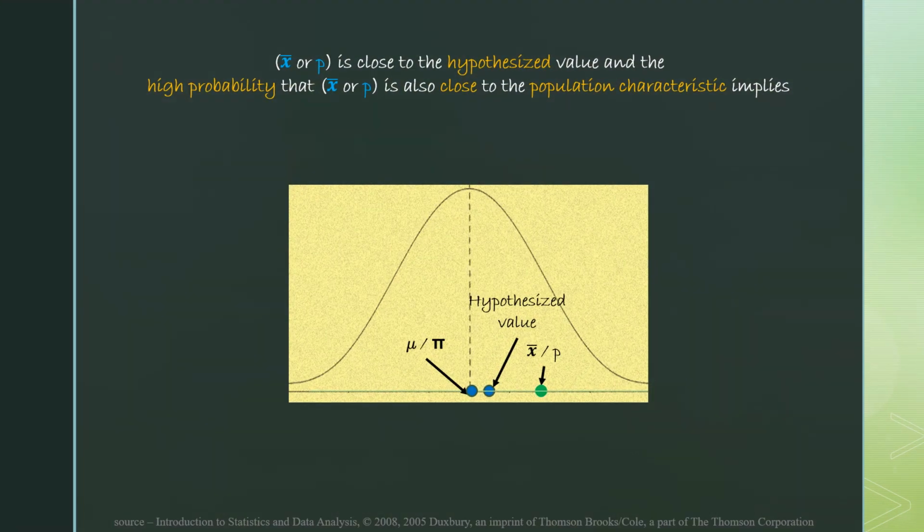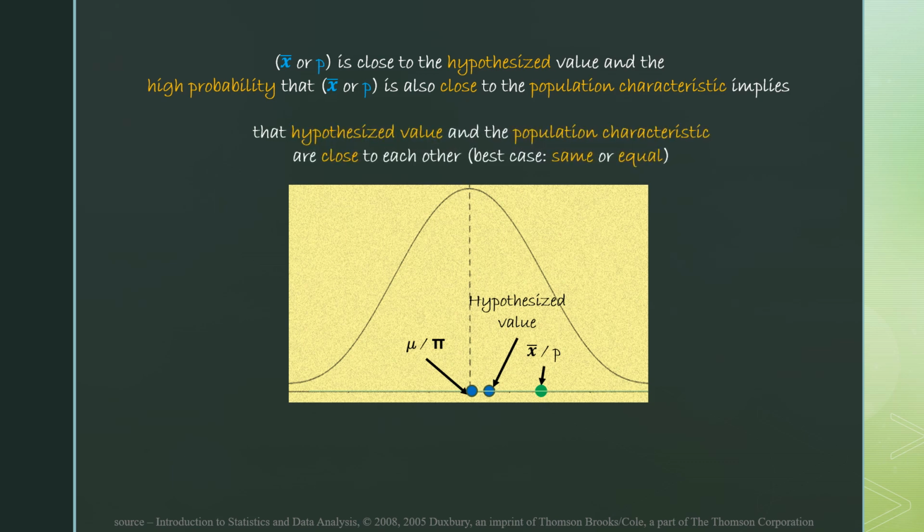X bar or p is close to the hypothesized value in case A, and the high probability that x bar or p is also close to the population characteristic implies that the hypothesized value and the population characteristic are close to each other. The best case is they are the same or equal.